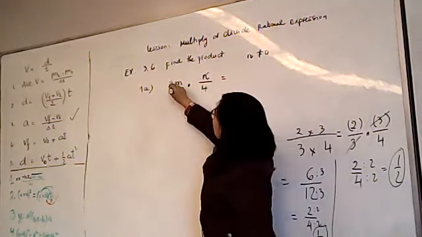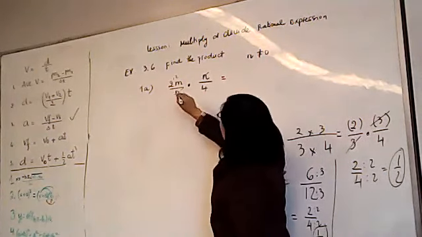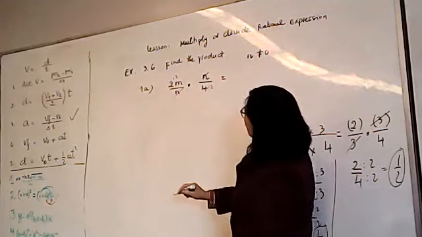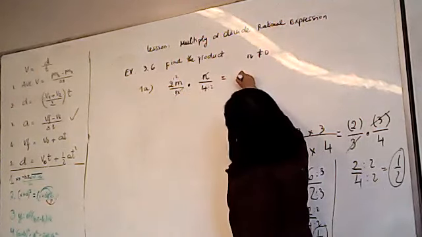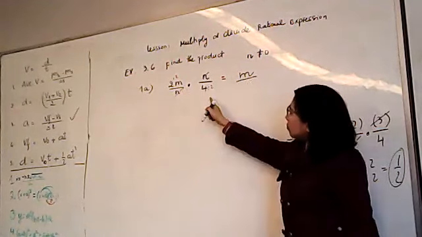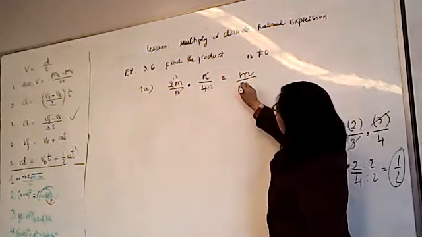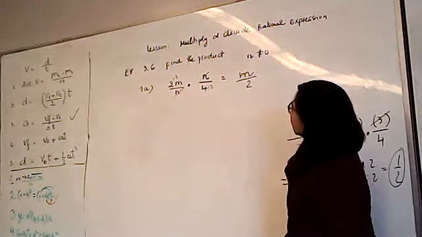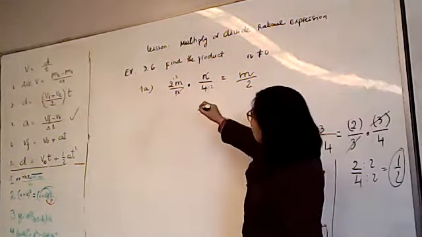And the 2 here, you can also divide by 2, and the 4 you can divide by 2. So on the top, your answer will be 1m. At the bottom, you have 4 divided by 2 is 2. And that's your final answer, right? You divide this by 2.